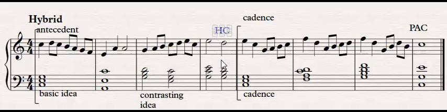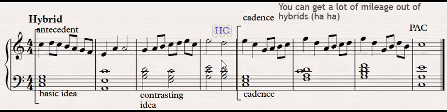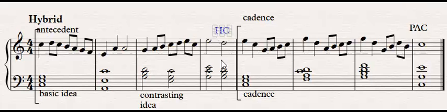So we have period, sentences, and then hybrids, which are kind of combinations of the two. There are more complicated hybrids, but we don't find them very often, so if we find one, I'll tell you about it. Otherwise, we'll just worry about these two types of hybrids. So the antecedent plus the continuation, which is like the contrasting period, and the antecedent plus the cadence. Okay.